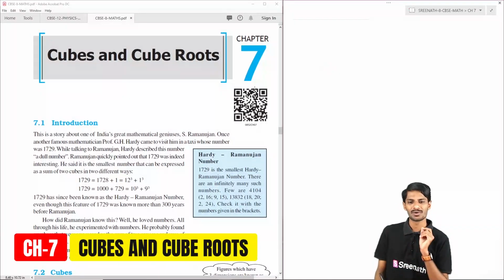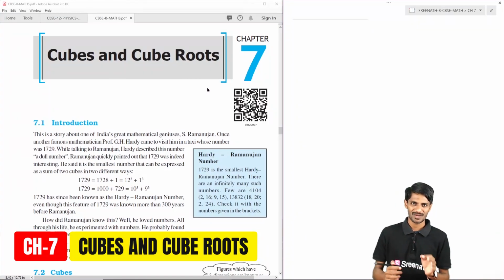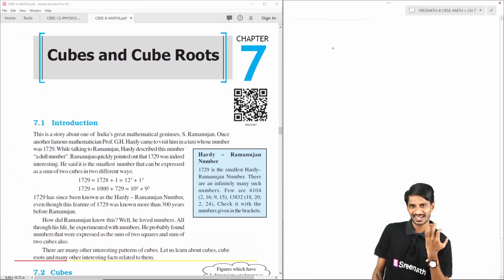So in this video we are going to discuss the 7th chapter, which is cubes and cube roots from 8th class maths. My name is Karthik Nune.